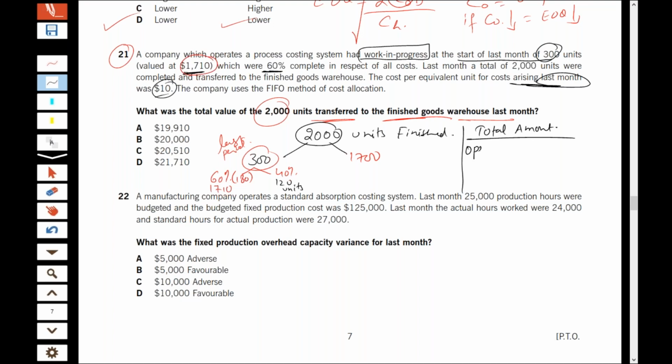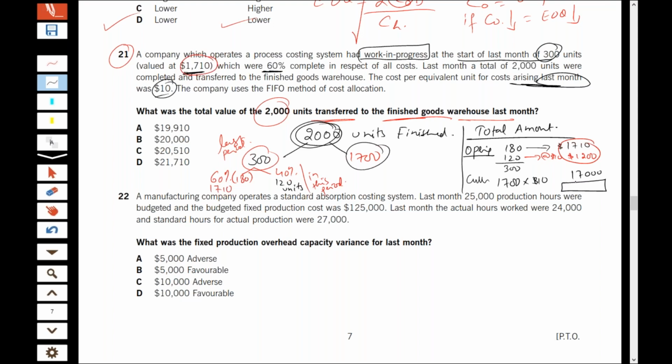Total amount would be, from opening stock, there are 180 units and 120, equals 300. 180 is valued at $1710 and 120 will be completed in this period at $10. So it would be 1200 and the remaining 1700 current units, because 2000 units are the finished goods. 1700 multiplied by $10, that will be 17,000. The total value you can calculate. That's 19910, the total value transferred to the finished goods.